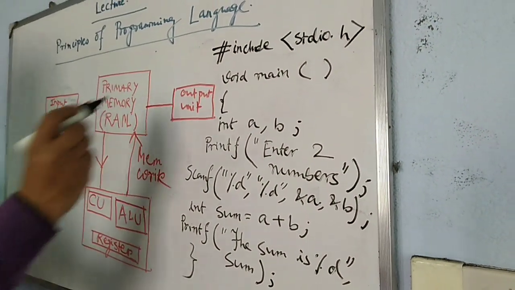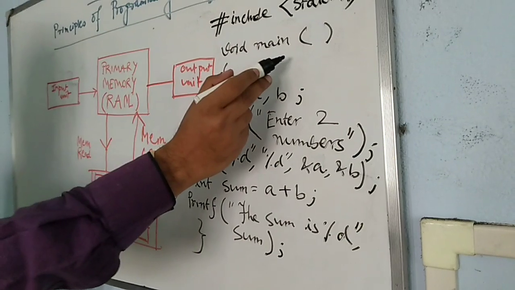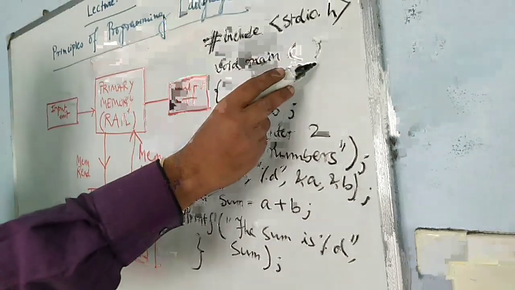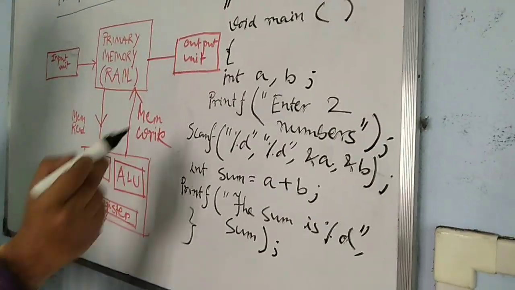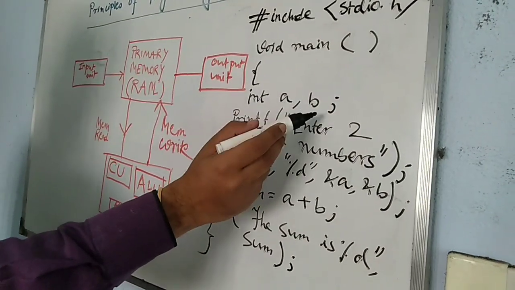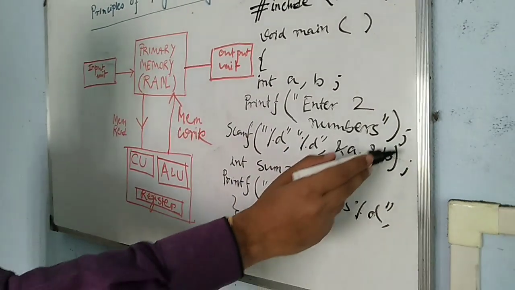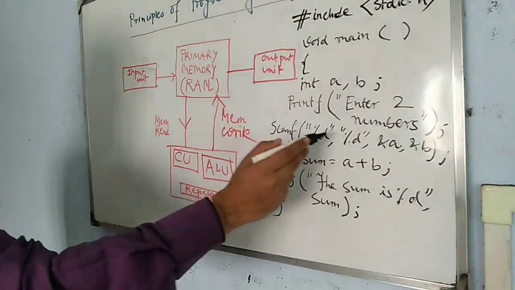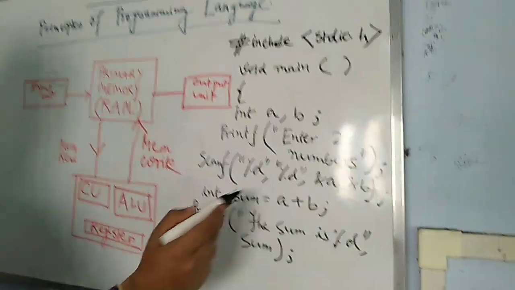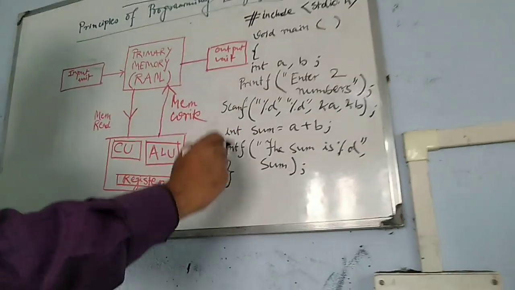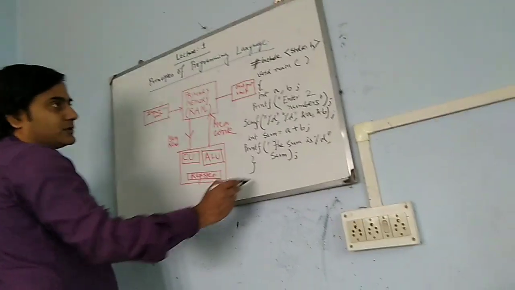I will repeat it for you. Hash include stdio.h, then next line void main with the first bracket opened and closed, then starting the braces, that is the opening of a second bracket. Then I am typing int a comma b semicolon, printf within bracket and within quotes, enter two numbers, put a semicolon, scanf %d within quotes, then ampersand a comma ampersand b, finally int sum equal to a plus b, and in the last line I have written printf the sum is %d comma sum. Okay, and I have closed the second bracket.